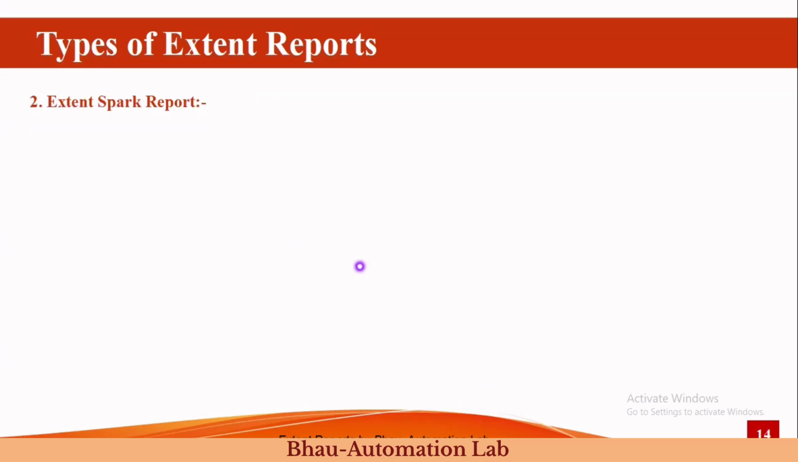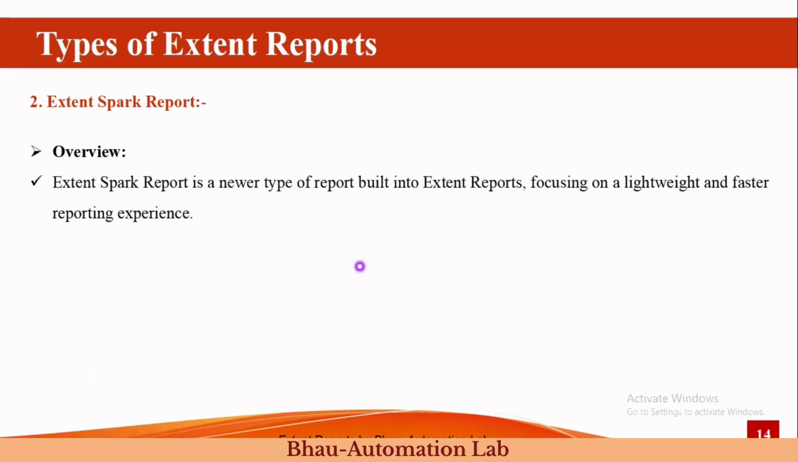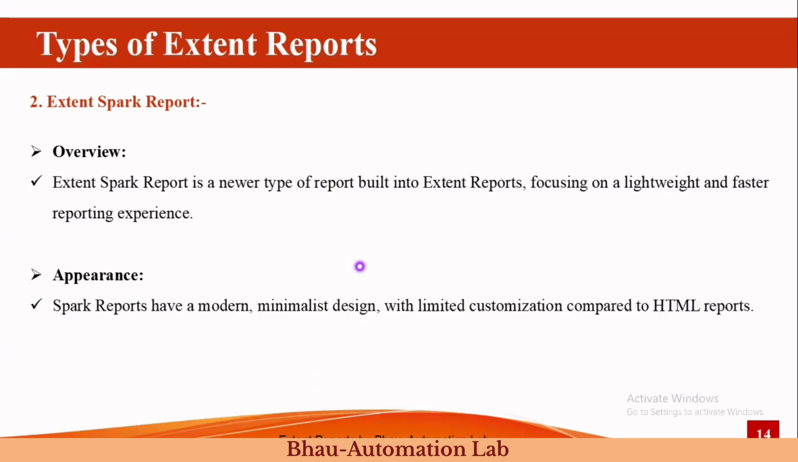Now let's understand Extent Spark report. Extent Spark report is the newer type of report built into the Extent report itself, but it focuses on a lightweight and faster reporting experience. Its presence is like a modern minimalist design, with limited customization compared to the Extent HTML report.